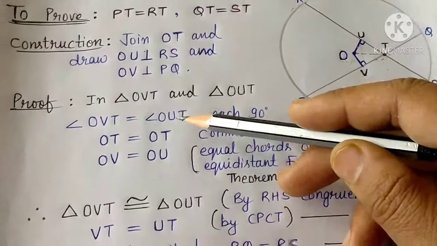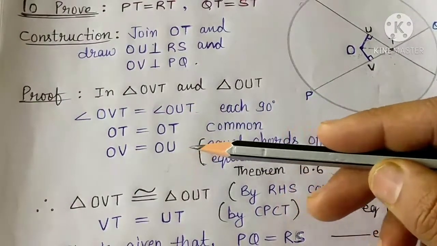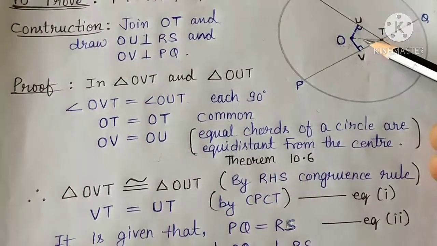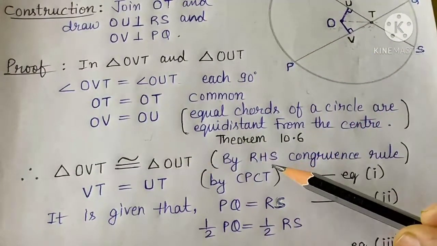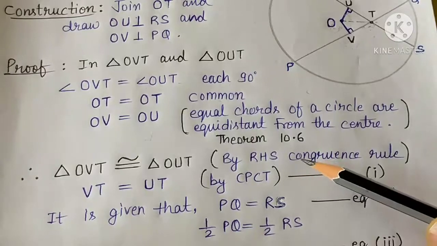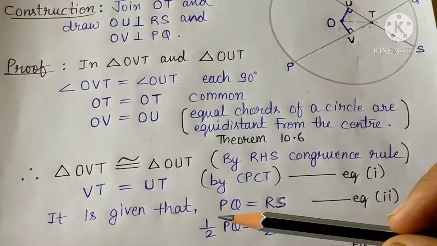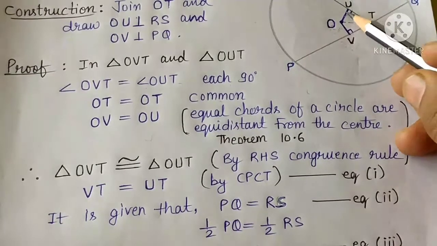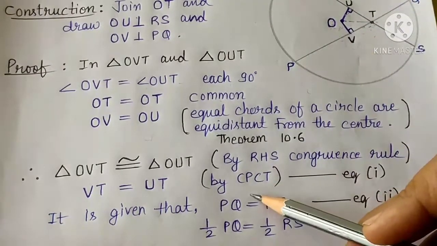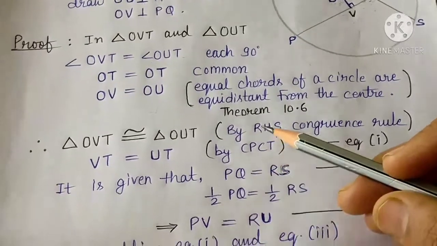So we have proved three points here. Out of these three points, we can say that these two triangles, OVT and OUT, are congruent to each other by the right angle hypotenuse side congruence rule. Therefore, we can say their corresponding parts are equal. So VT equals UT by CPCT.